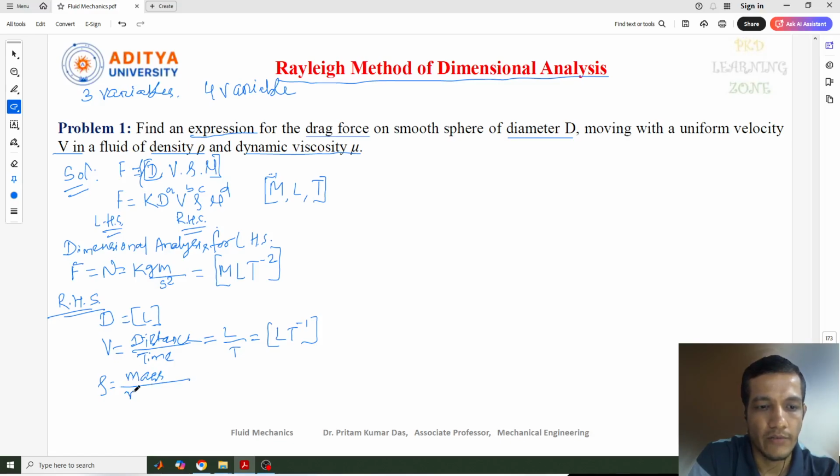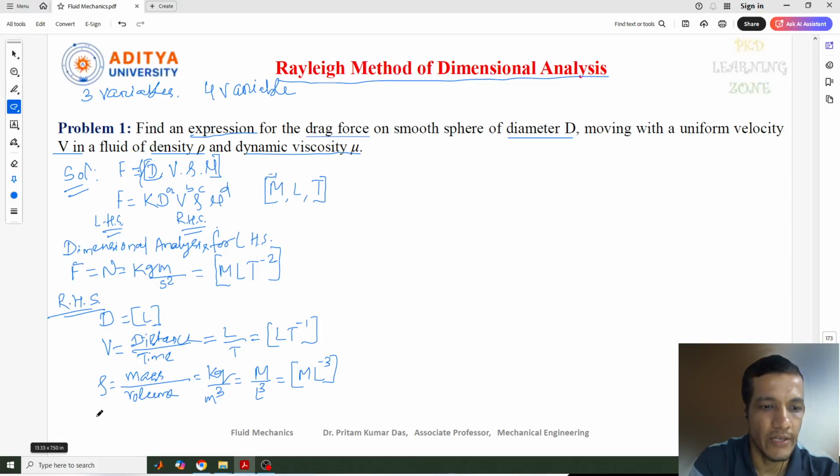So density, we know that this is mass by volume. And this mass by volume we can write in terms of unit, that is kg per meter cube. And similarly, kg is mass, and meter cube we can write as length cube. So in terms of dimensions, you can put M L to the power minus 3. So this is about density.